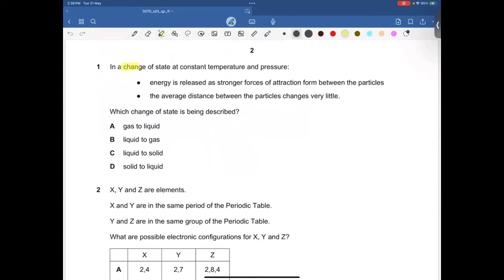In question number 1, in a change of state at constant temperature and pressure, energy is released as stronger forces of attraction form between the particles. The average distance between the particles changes very little. Which change of state is being described? Now, gas to liquid is basically condensation. Then liquid to gas is basically boiling. Liquid to solid is basically freezing. And solid to liquid is basically melting.